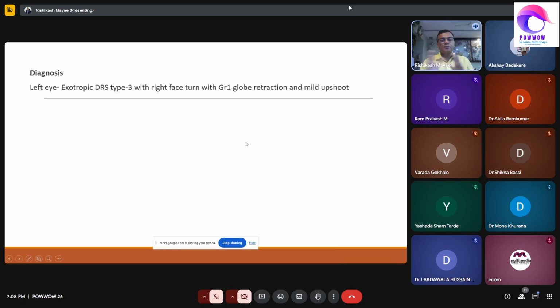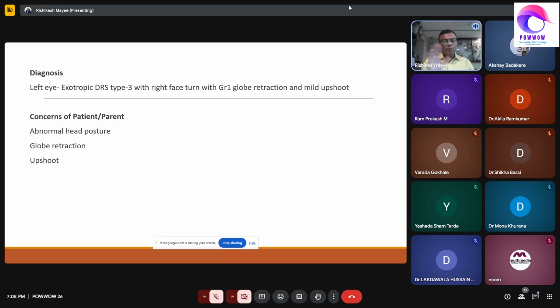Usually in Duane syndrome, whenever it's exotropic Duane, the face turn will be on the opposite side, like in this case, where it was on the right side when the problematic eye was the left eye. Whereas in esotropic Duane, you usually get the face turn on the same side. Before offering any treatment, I tried to find out what the concerns of the parents were. Obviously, the main concern was the abnormal head posture in this case. The parents had also noticed the globe retraction and upshoot, which were also a concern.